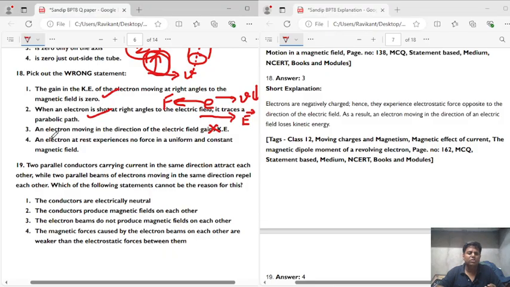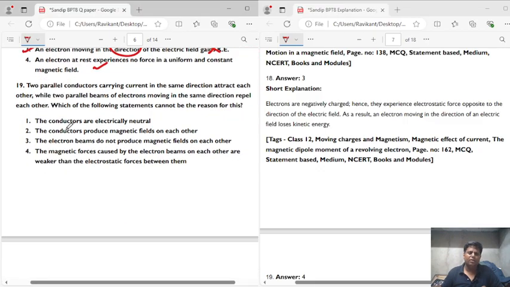Let's take the fourth statement also. An electron at rest experiences no force in a uniform and constant magnetic field. This statement is also correct. So out of these four statements, we find that option 3 is a wrong statement and they are asking for a wrong statement. So the correct answer for question number 18 will be option 3, right? The correct answer is option 3.